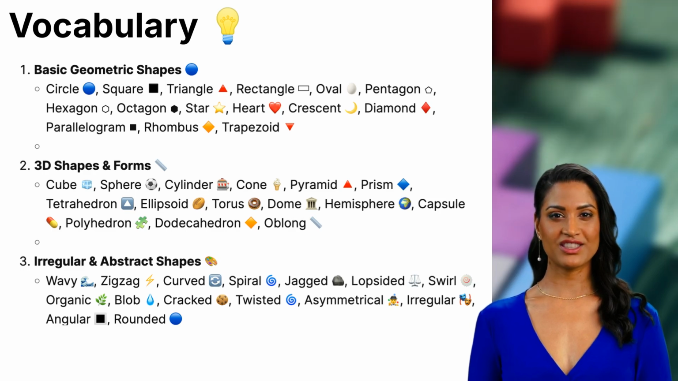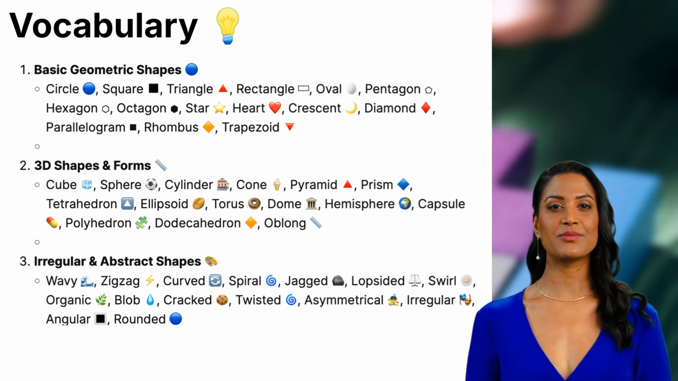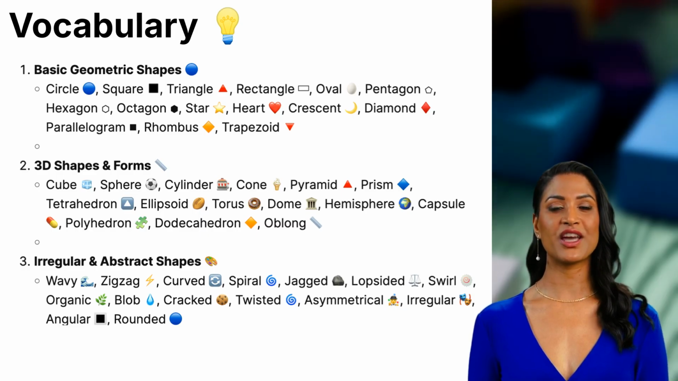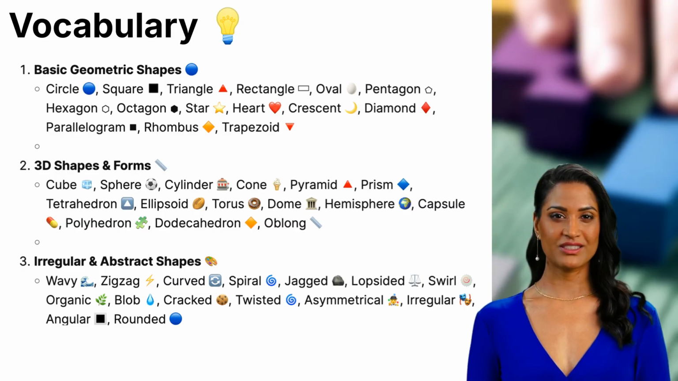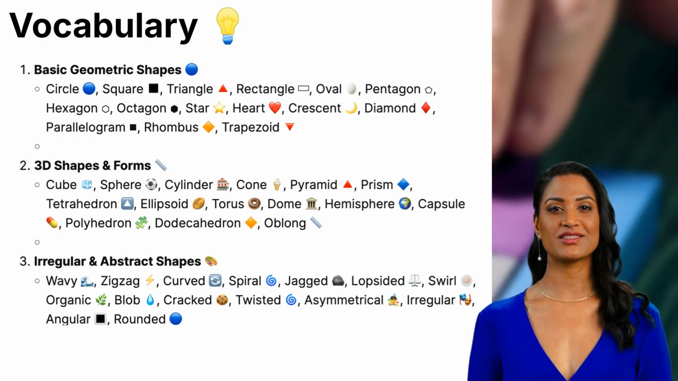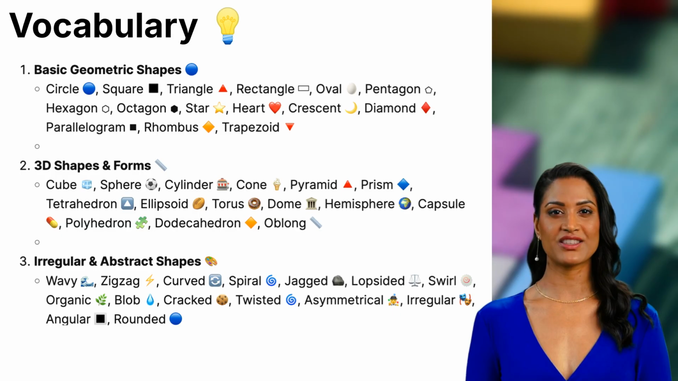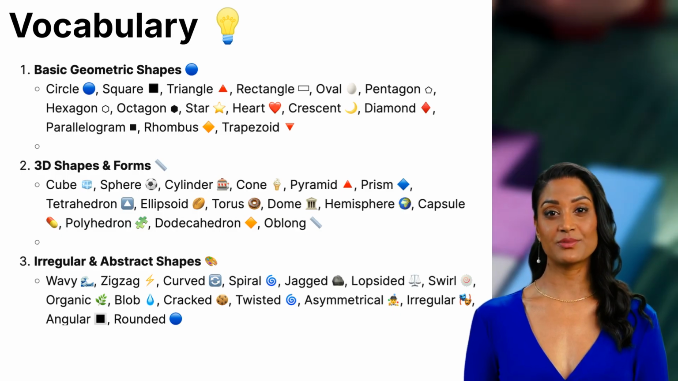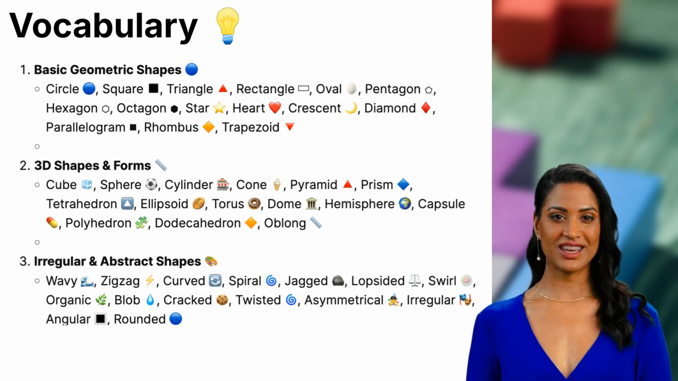2. 3D shapes and forms. These are 3-dimensional versions of basic shapes used in objects and architecture. Cube, a solid object with 6 equal square faces. Sphere, a perfectly round 3D shape like a ball. Cylinder, a shape with circular bases and straight sides like a can.